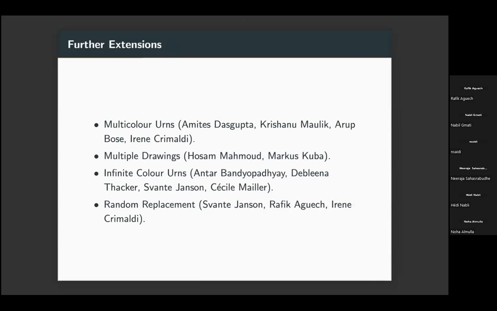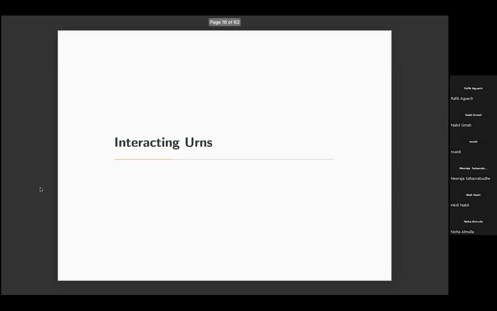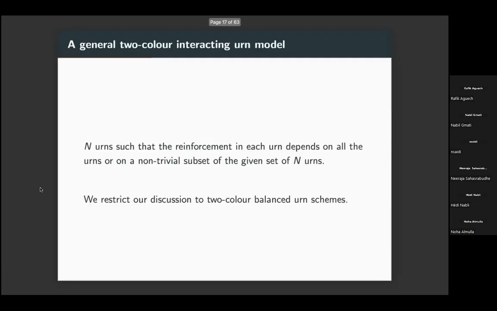So people have also looked at random replacement urns and so on. These are various directions in which people have taken this area. I am going to talk about a specific direction where I have worked a bit, which is called interacting urns. Let me explain what I mean by interacting urns.